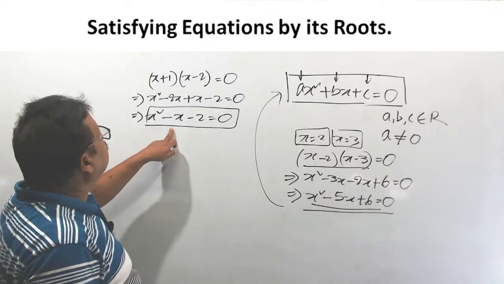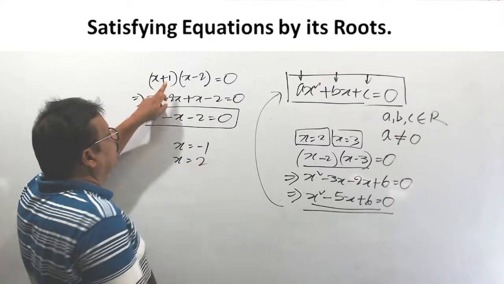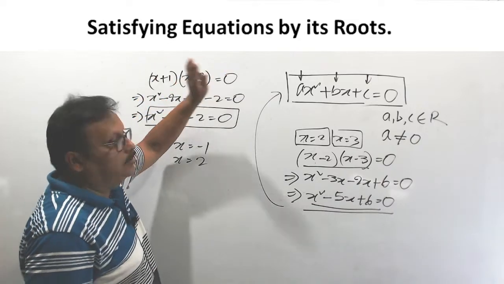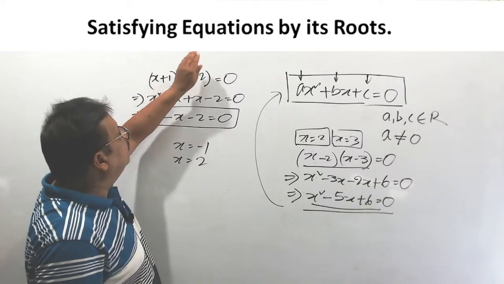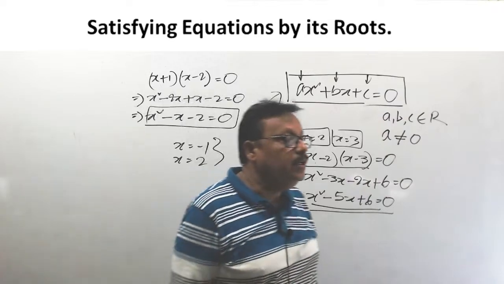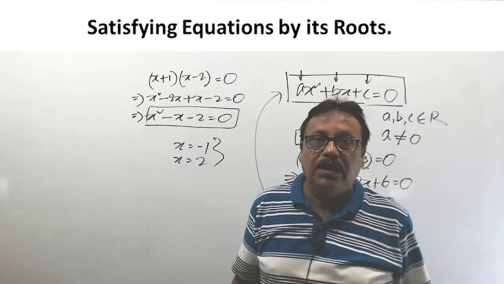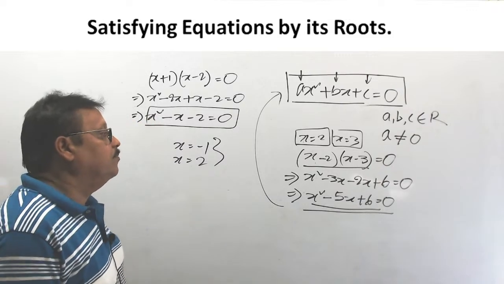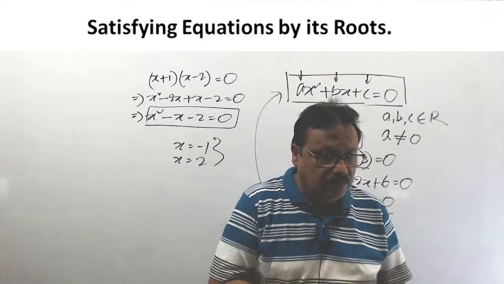Understood? Now this is the quadratic form. What are the roots of this quadratic equation? One is x equal to minus 1, another x equal to 2. If you put x equal to minus 1 here, this portion will be 0, and 0 into this equals 0. Satisfying. If you put x equal to 2 here, then 0 into the other factor, not equal to 0, but 0 equal to 0. These are called the satisfying roots of that particular equation. I think it is clear? This is called satisfying by roots. Okay, next topic.